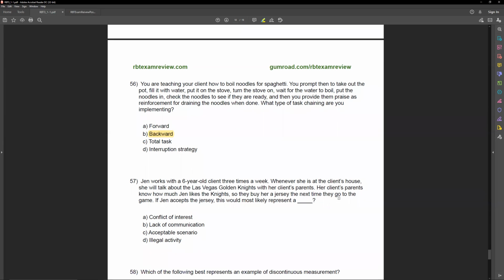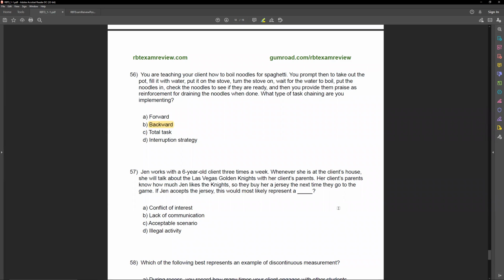Okay, 57. Jen works with a 6-year-old client 3 times a week. Whenever she's at the client's house, she will talk about the Las Vegas Golden Knights with her client's parents. Her client's parents know how much Jen likes the Knights, so they buy her a jersey the next time they go to the game. If Jen accepts a jersey, this would most likely represent a what?